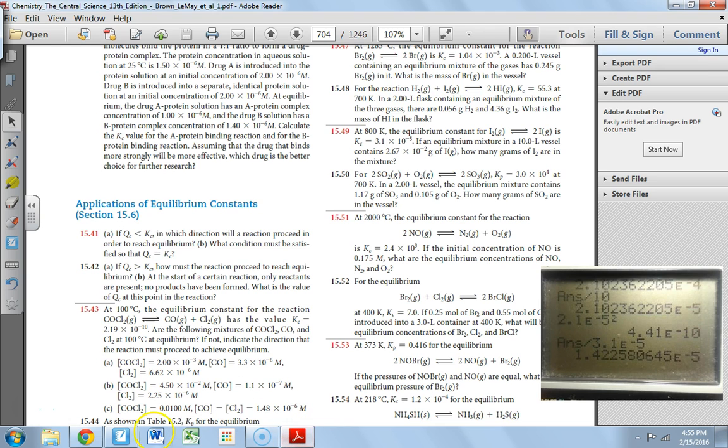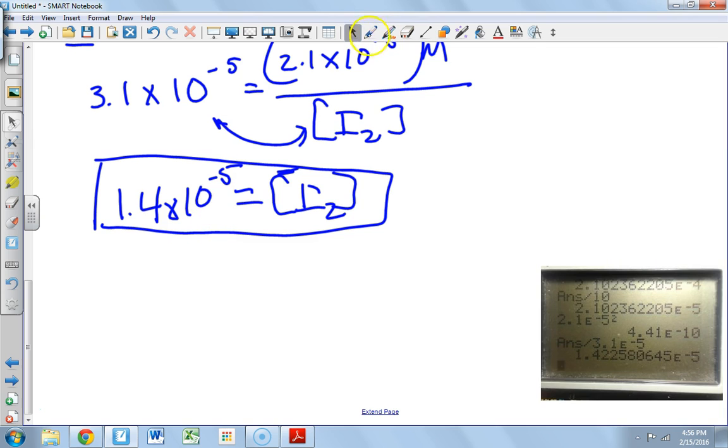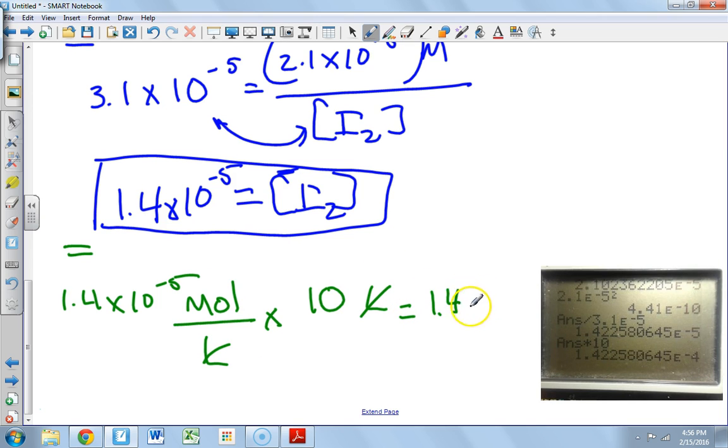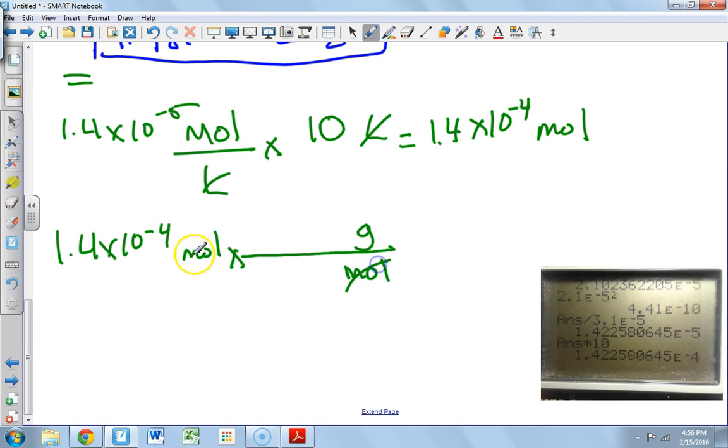So now we have to go to grams. Well, that's molarity, so if this is molarity, we can go back through the steps. 1.4 times 10 to the minus 5 molar, that's moles per liter. And now remember that's in a 10-liter container, so times 10. Look at what happens: liters cancel, leaving us with just moles. So that is 1.4 times 10 to the minus 4. Now the only unit we have left is moles, so we want to convert that to grams. 1.4 times 10 to the minus 4 moles, and I use that X line again, grams per mole.